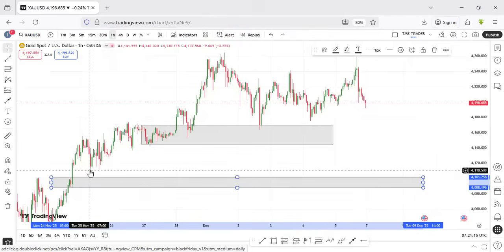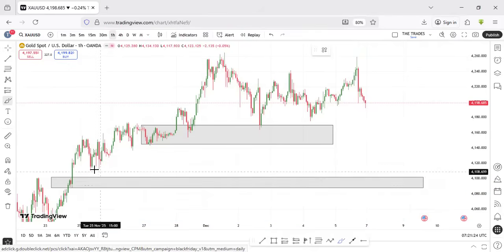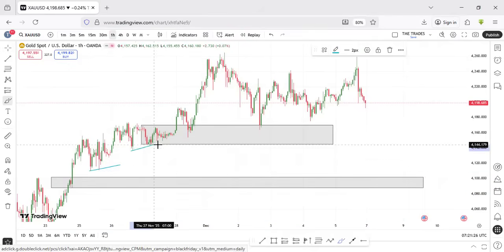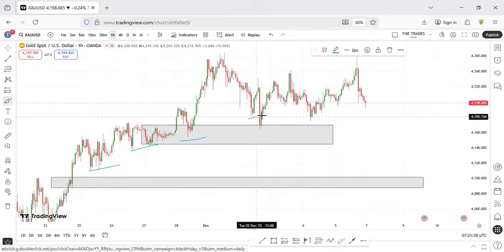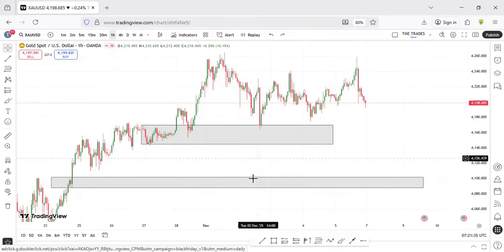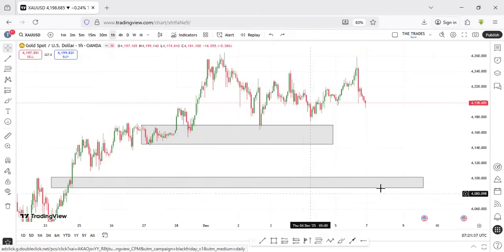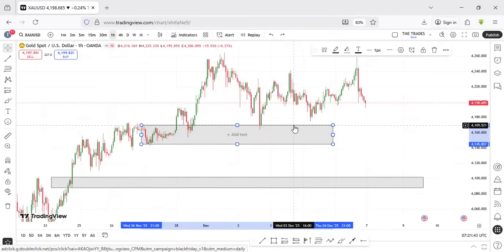Why? Because we have liquidity resting above it. And remember, whenever we have liquidity like this, it serves as a magnet for the market to come down and take out all these lows before more continuation to the upside. So we could be seeing more bearish movement to come and take out all these lows before continuation to the upside. So having that in mind, let's now look at this particular place.